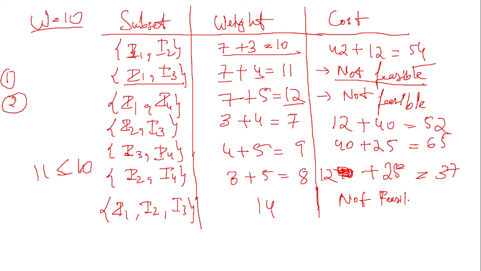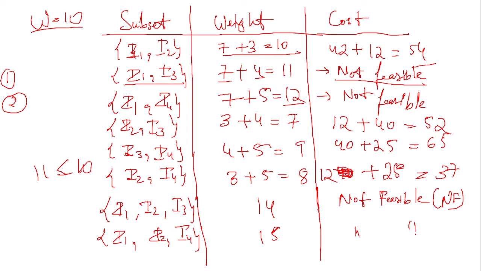I'll write it as NF, not feasible. In the same way, I'll try item 1, item 2 and item 4. If I try this combination, the maximum weight I'll get is 15. So the total weight I'll get is 15. Since 15 is greater than 10, it is not feasible.